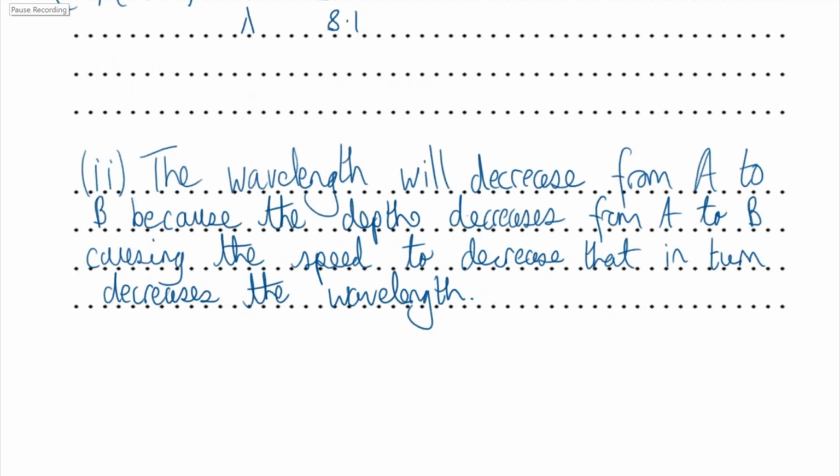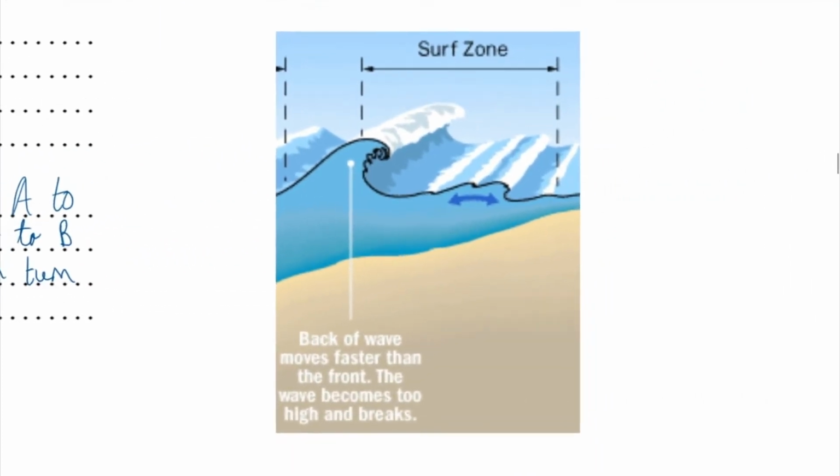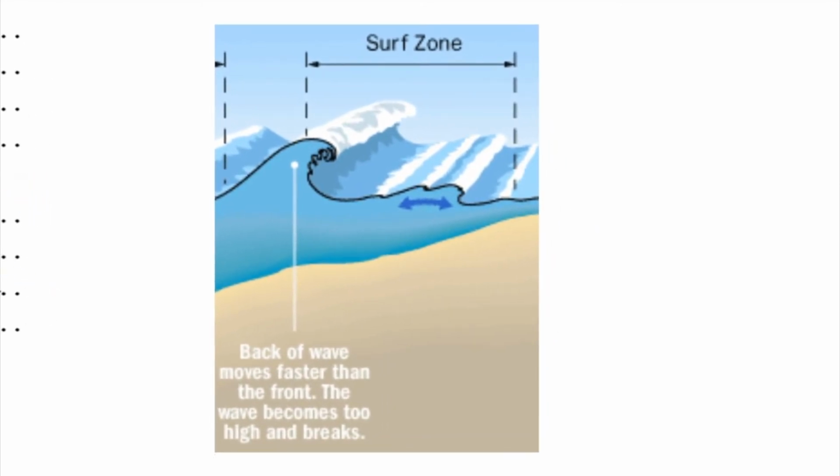Now, this phenomenon of the depth of water affecting the speed of the wave explains why waves break as they approach the shore on a beach. And that's why we have what's called a surf zone close to the beach. And what the surfers try to do, they try to catch these waves. I'm not going to attempt to draw a surfboard there, don't worry. They catch these waves and surf in.